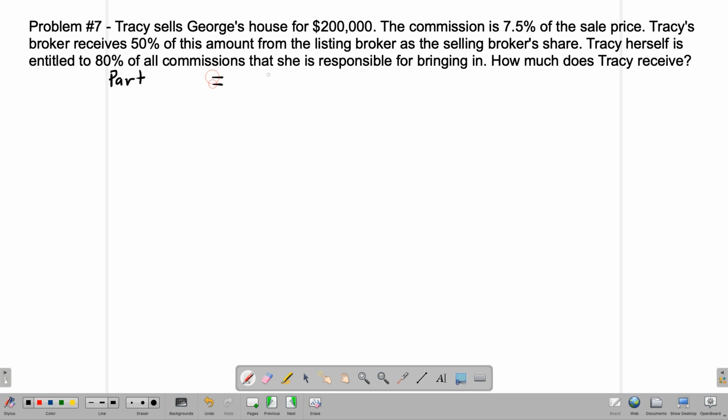Amount equals rate times base equation. All right, so part 1. We want to determine the commission. And also the commission rate is represented here. And then the base is going to be the sales price.